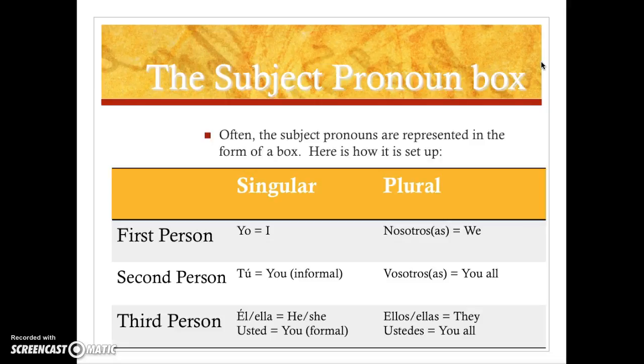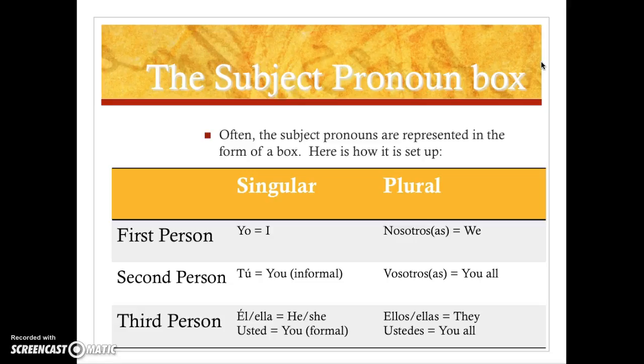Often the subject pronouns are represented in the form of a box, which we will also see when it comes to verbs. We set it up in a box format. So this is how it should be set up. Please take a minute to look through this box, look at the columns, singular and plural, as well as the rows that are labeled first person, second person, and third person. This is showing the same information that we went over earlier.